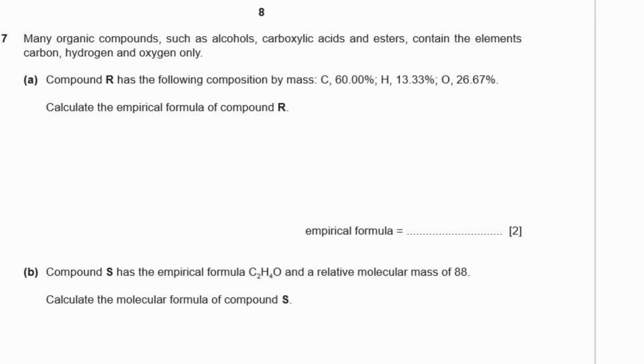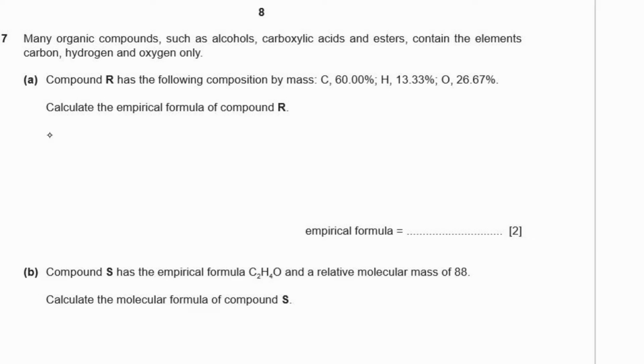Question 7. Many organic compounds such as alcohols, carboxylic acids, and esters contain the elements carbon, hydrogen, and oxygen only. A. Compound R has the following composition by mass. It's 60% carbon, 13.33% hydrogen, and 26.67% oxygen. Now you need to calculate the empirical formula of R.